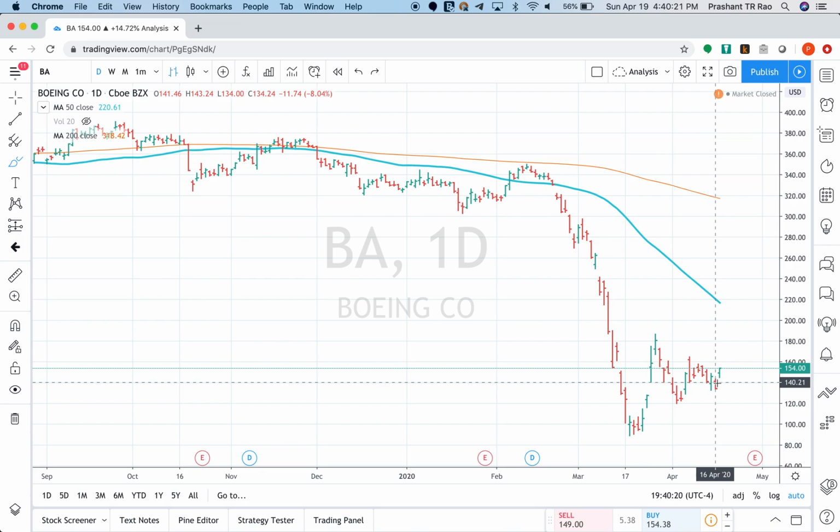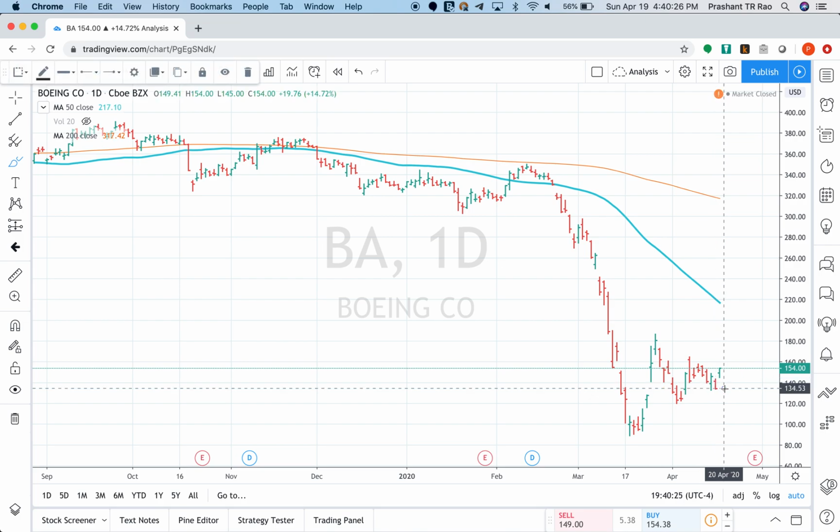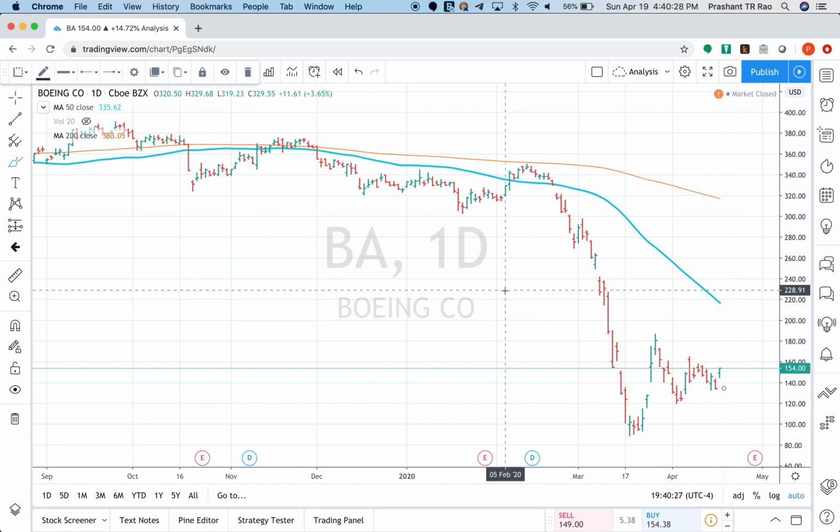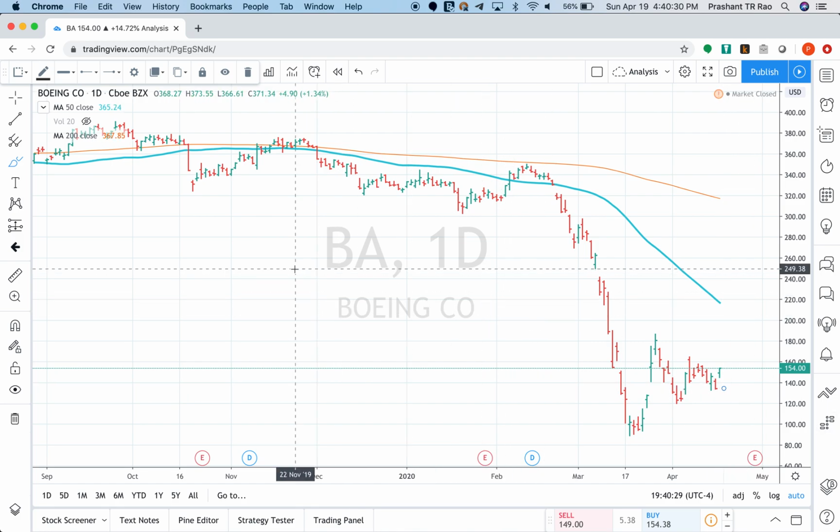So we've looked at double tops, double bottoms. Let's look at another example of a double top, where it's not so obvious that it's a double top.